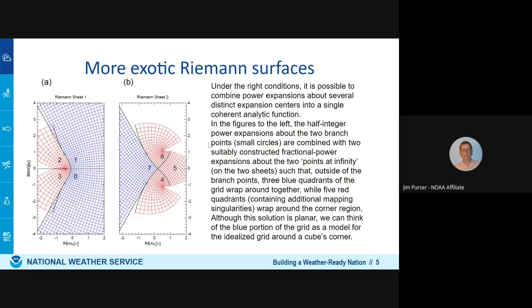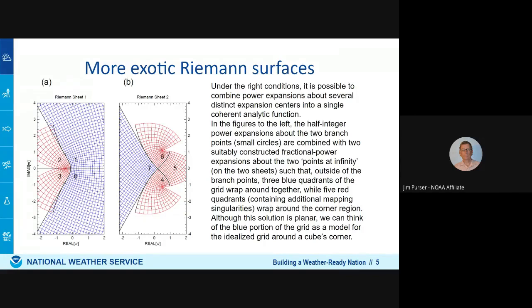So for more exotic Riemann surfaces, under the right conditions, it's possible to combine power expansions about several distinct expansion centers into a single coherent analytic function. And this is an example. Again, it's a planar mapping with a Riemann surface, a two-valued Riemann surface. Now, if you look at the blue region, it's free of any mapping singularities and consists of altogether three quadrants, which is what we want when we join the three panels of a cube at a corner. The branch point singularities are shown as small circles along two of the edges of what would be the cube. The red domain is the unphysical part, and there are additional mapping singularities.